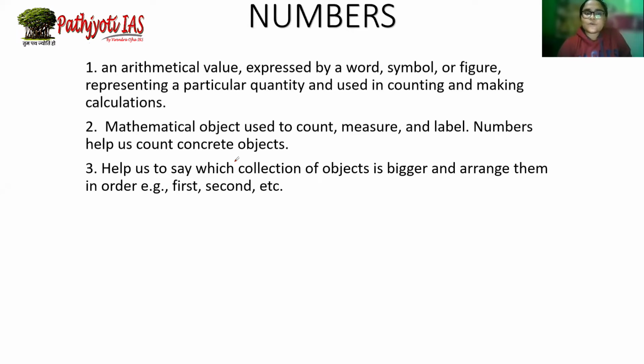So numbers basically help us to say which is a collection of objects and how to arrange it from bigger to smaller, or accordingly, like first, second, third. It gives a particular valuation. It gives value to something. Object can be something that can be seen, right. Okay, great. Anything else that anyone wants to add? Object means a thing which gives a sense of existence. Okay, very philosophical. Great.